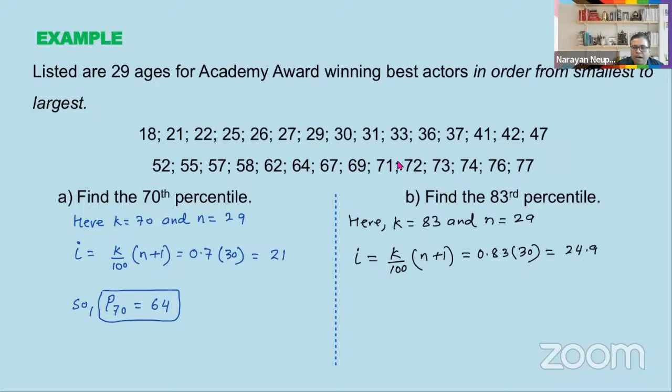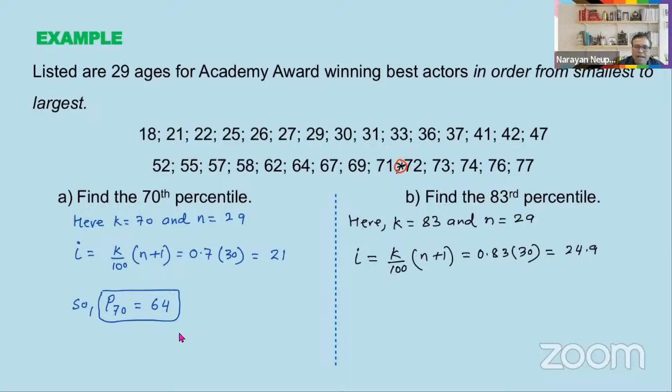So 24.9 should be in between, right? Between 71 and 72. So everybody, try to understand this. Let me show that asterisk with a red circle there. So this is the position. 24.9 is here because this is 24 and that is 25, so 24.9 is in between 71 and 72.